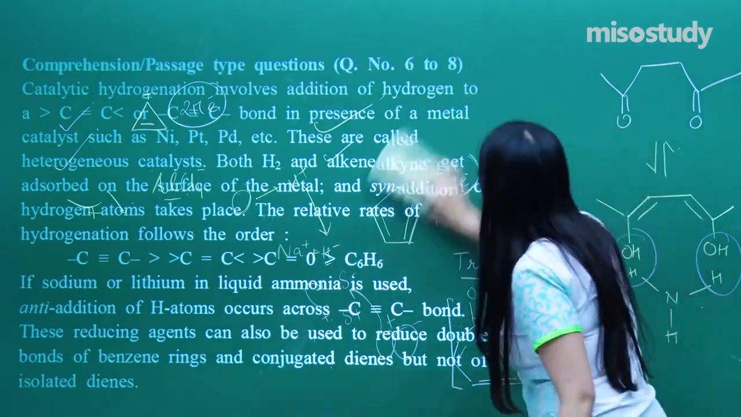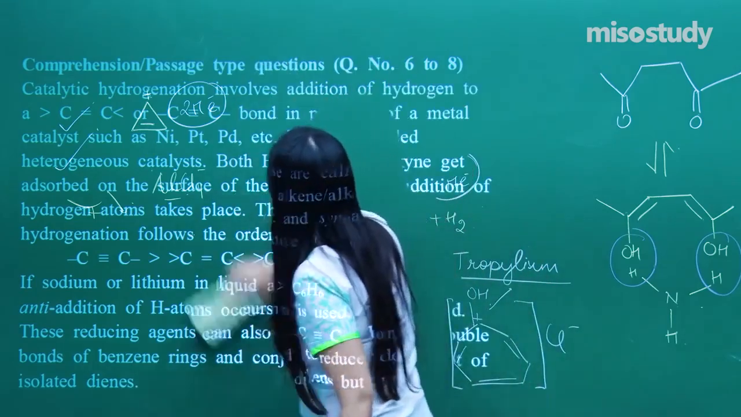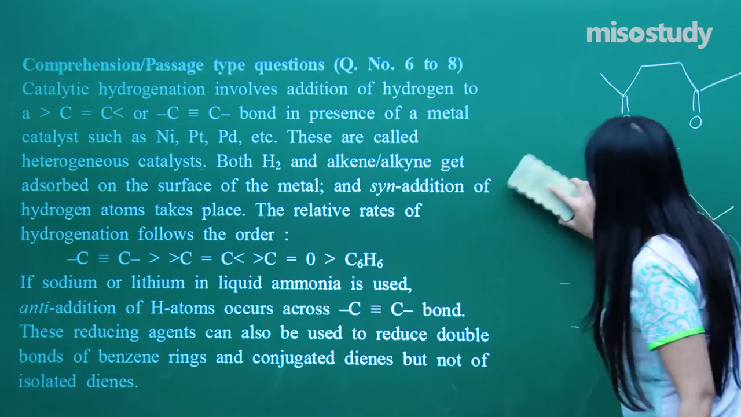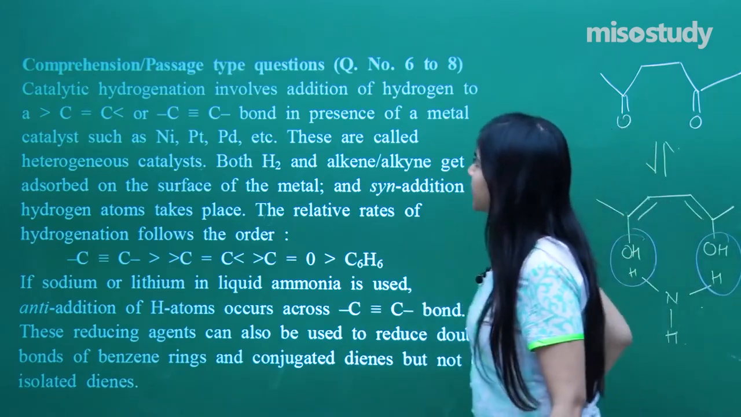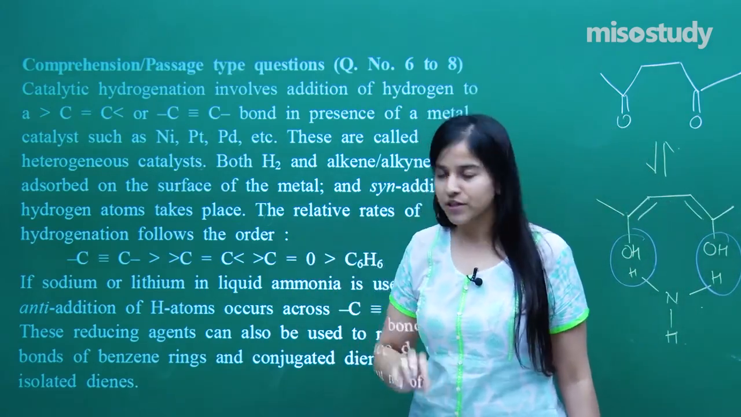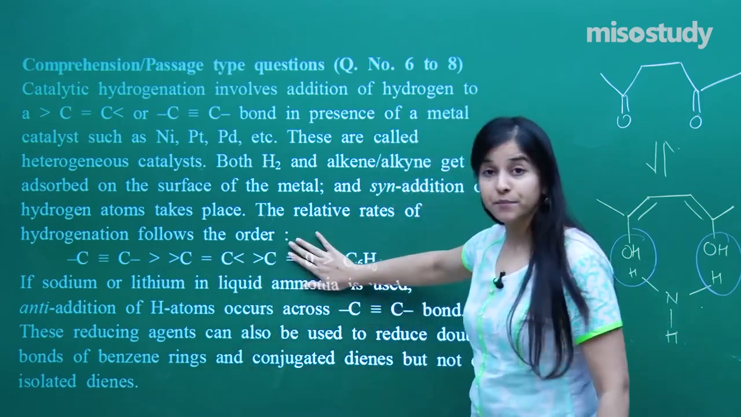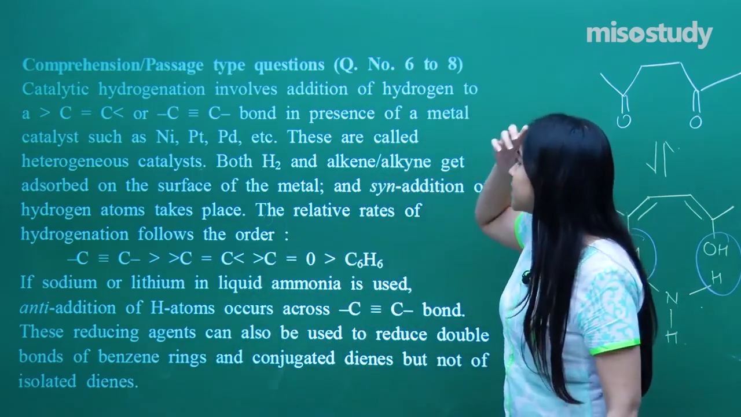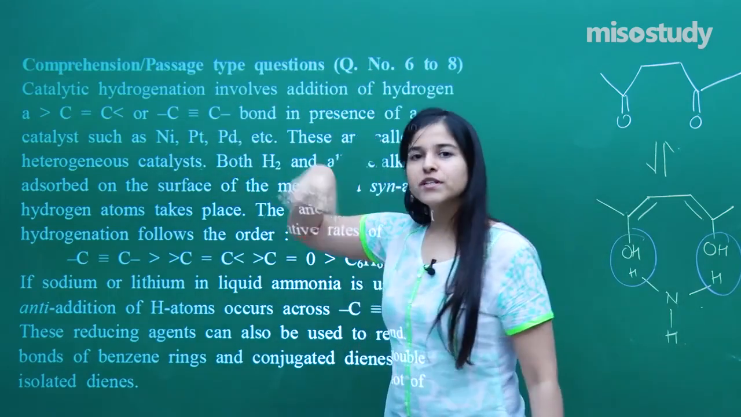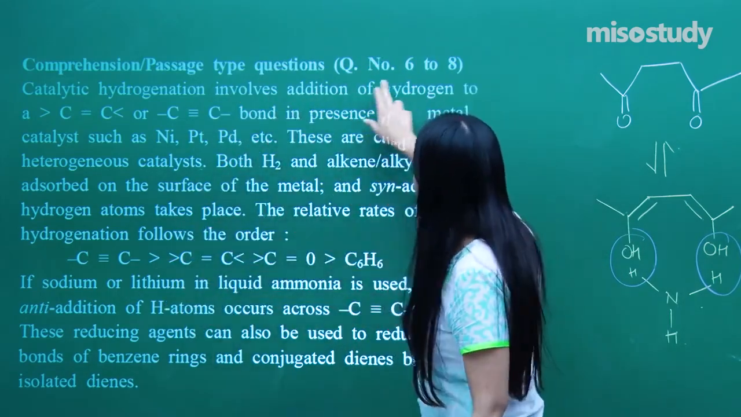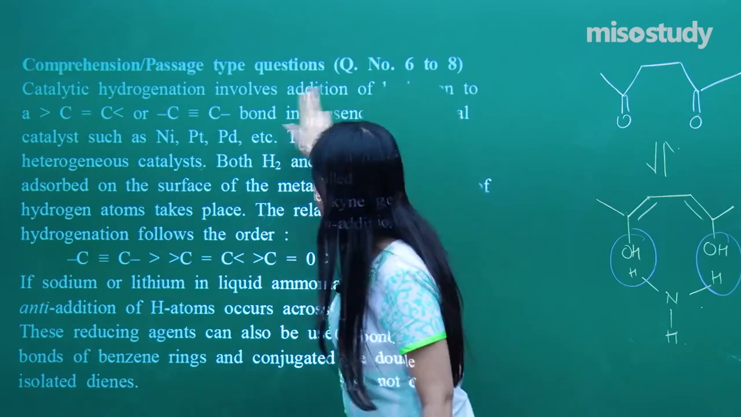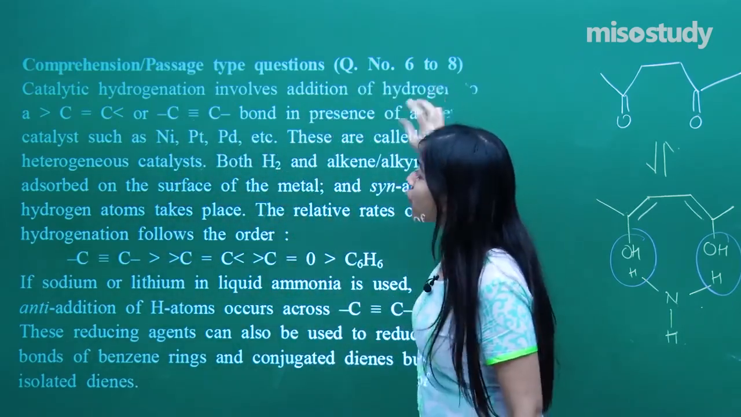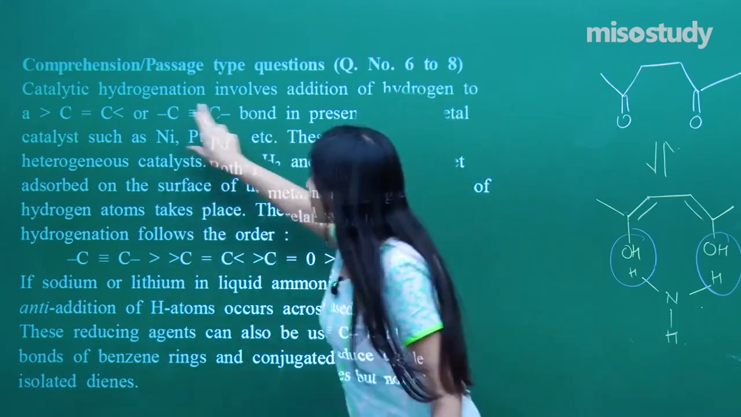But before moving on to that, let me just rub this off. So what kind of a question do we have here? Comprehension or passage type question. This is the passage given. You need to answer the questions based on this. So the catalytic hydrogenation, what is catalytic hydrogenation? It involves the addition of hydrogen to double or triple bonds in the presence of a metal catalyst.